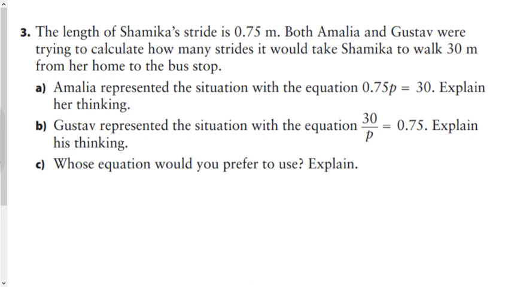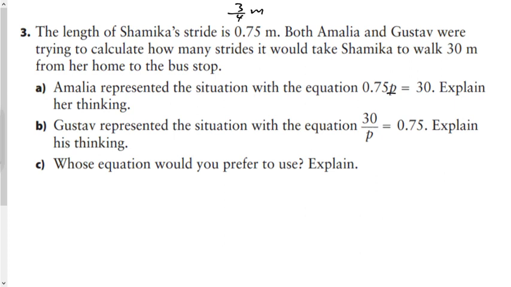The length of Shamika's stride is 0.75 meters, or 3/4 of a meter if you want to think of it that way. Just to make sure you're thinking this way, 3/4 of a meter, same thing. Both Amalia and Gustav were trying to calculate how many strides it would take Shamika to walk 30 meters from her home to the bus stop. Amalia represented the situation with 0.75p equals 30. By the way, what does p stand for? The p stands for pace.